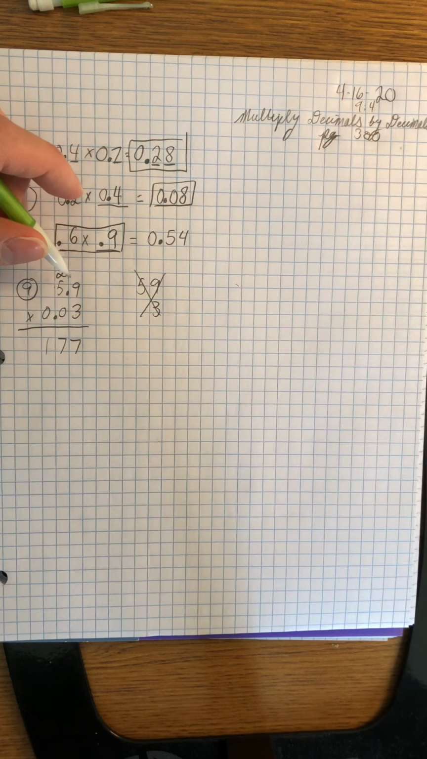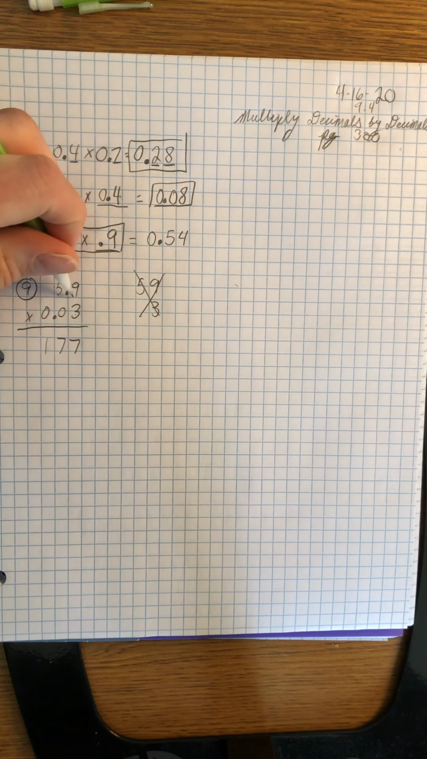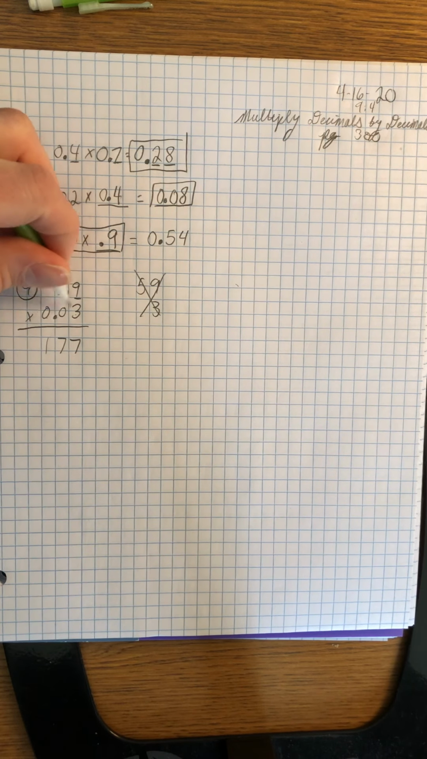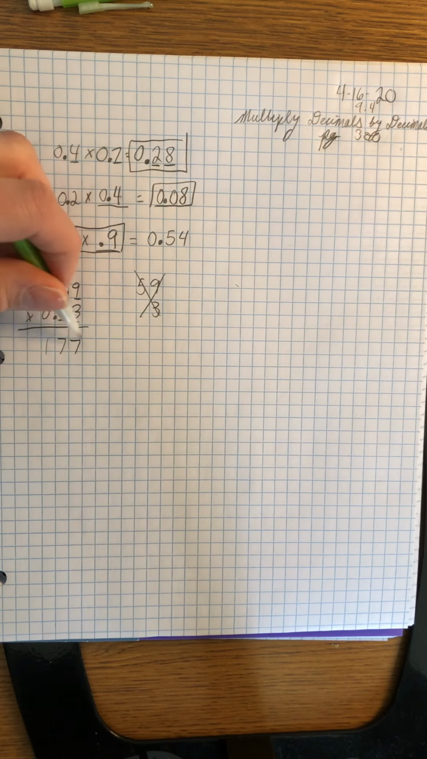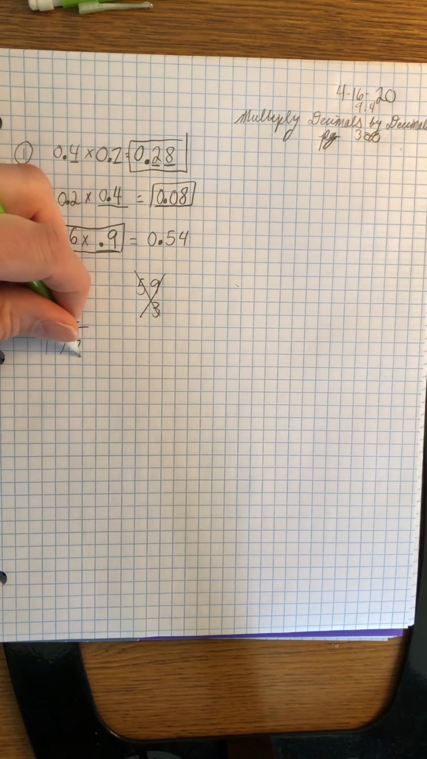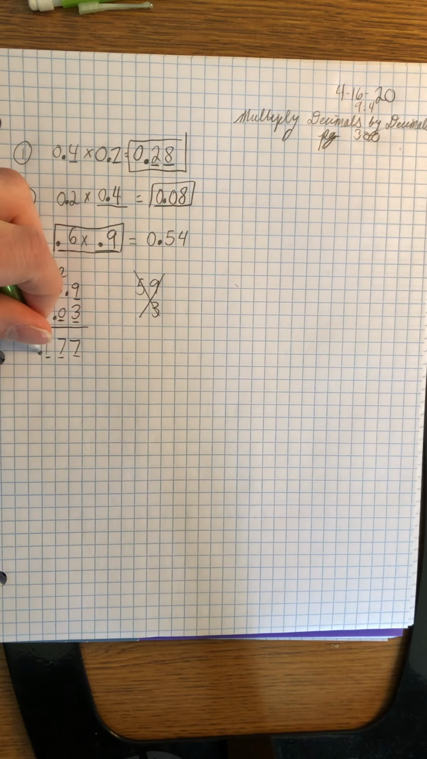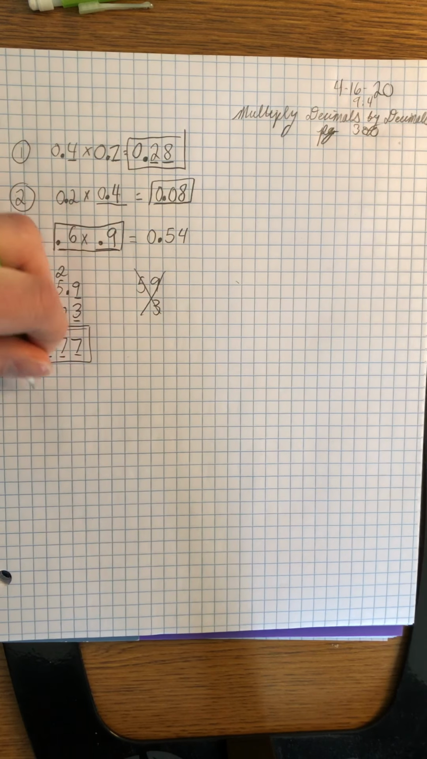Now to figure out where the decimal goes, you're going to count the digits to the right of the decimal in this factor and this factor. So you have 1, 2, 3 digits to the right of the decimal. So your answer needs to have 1, 2, 3 digits to the right of the decimal, so put the decimal right there. And your answer is 177 thousandths.